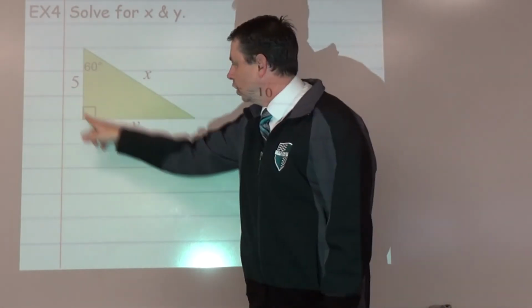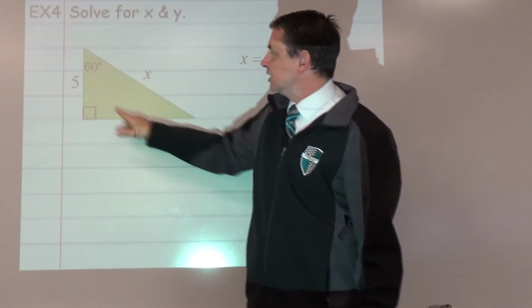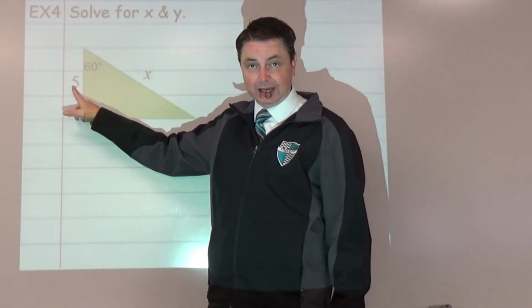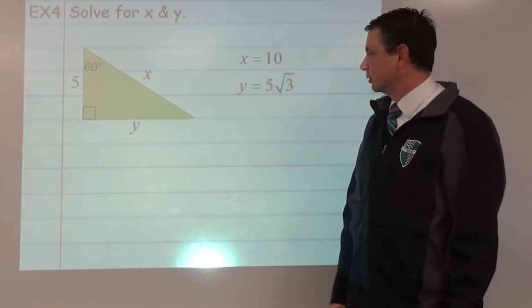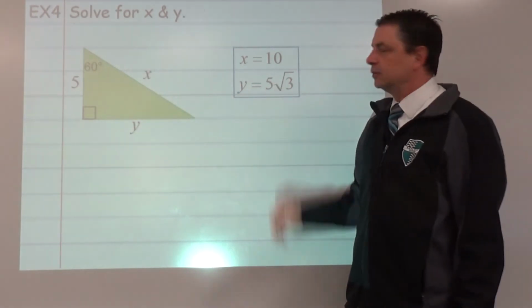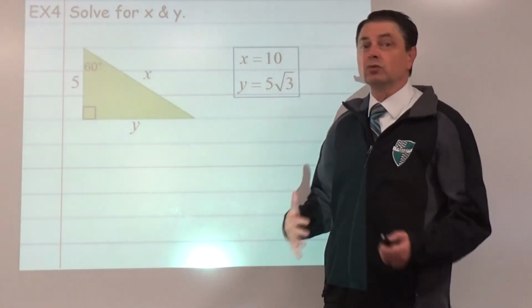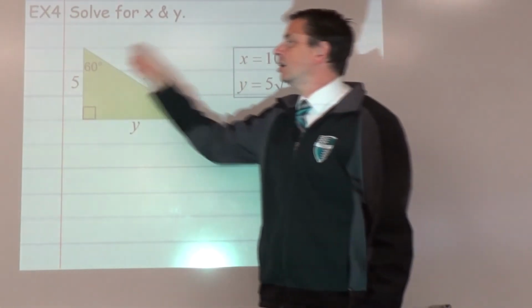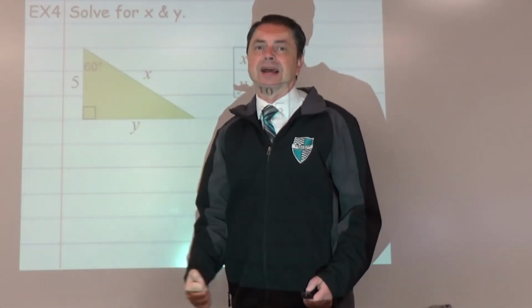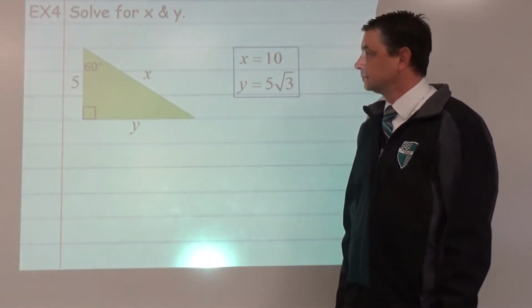And then to get the long leg, that's the one opposite the 60 degree, we just take the short leg, multiply by the square root of 3. 5 times the square root of 3 gets us the long leg. But there was really no particular order because we knew the short leg, and that's the most important side.